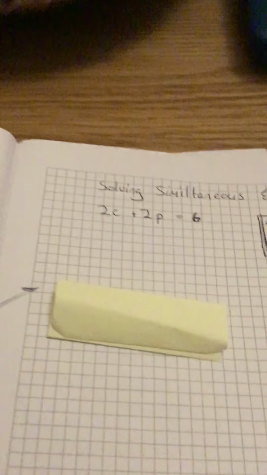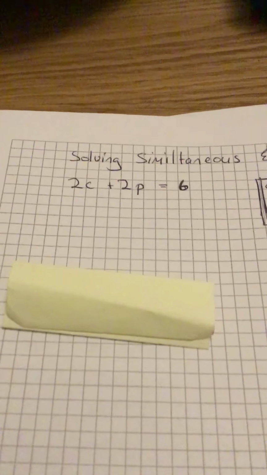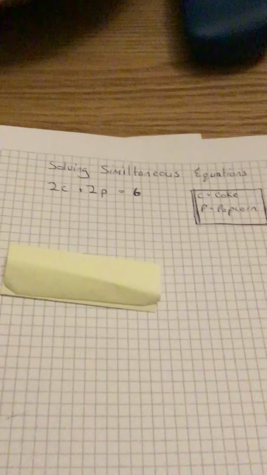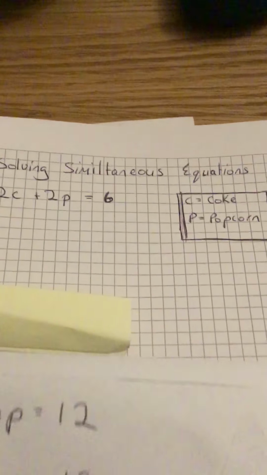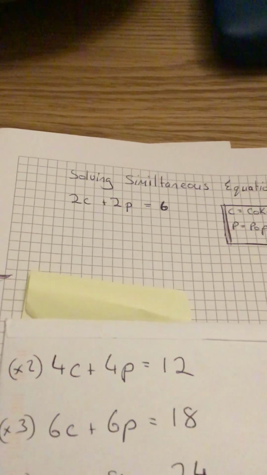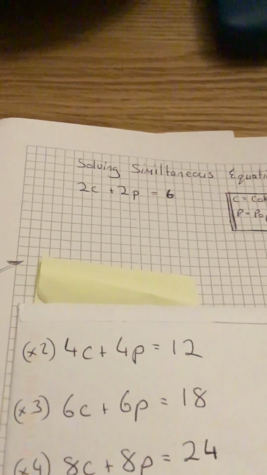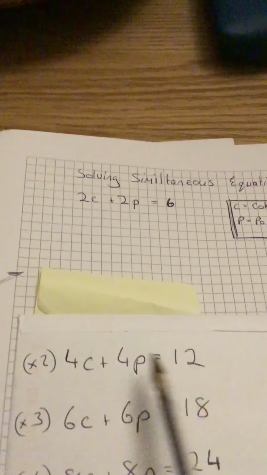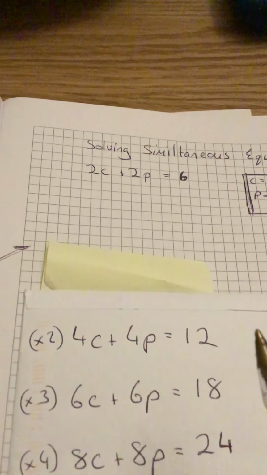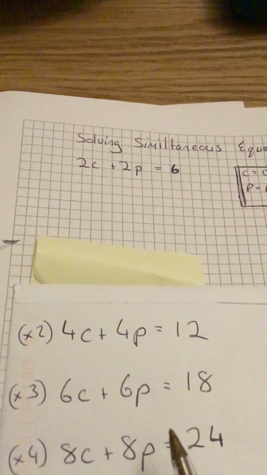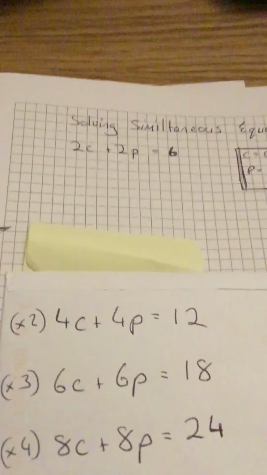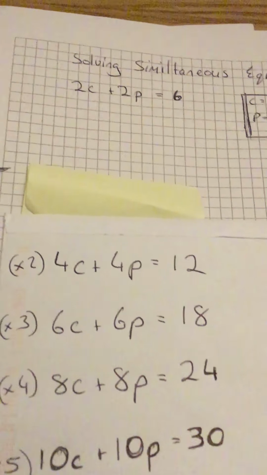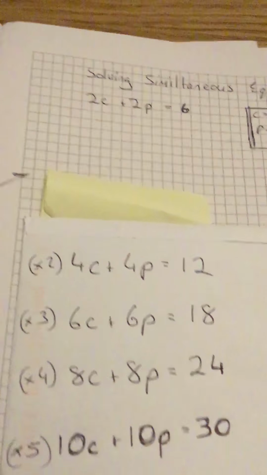But what we can do is multiply that line all the way across by any amount. So if we multiply it across by 2, we get 4c + 4p = 12. So just everything multiplied by 2. Again, by 3 we get 6c + 6p, so 6 Cokes and 6 popcorns would be €18. Again, we'd expect 8 Cokes and 8 popcorns to be €24, and so on.